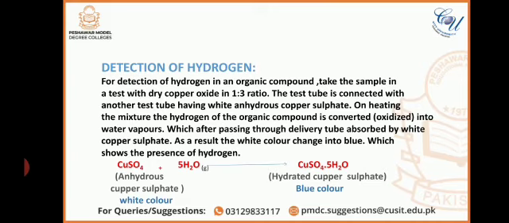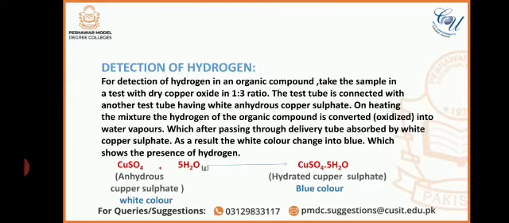Detection of hydrogen. For detection of hydrogen in an organic compound, take the sample in a test tube with dry copper oxide in a 1:3 ratio. The test tube is connected with another tube having white anhydrous copper sulfate.